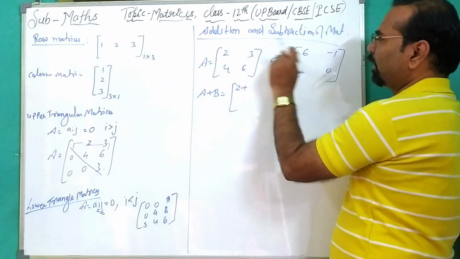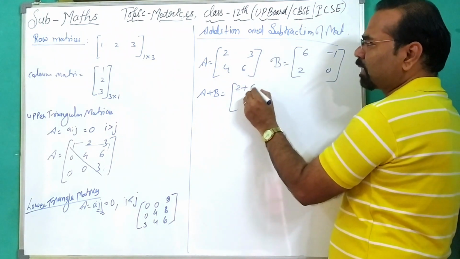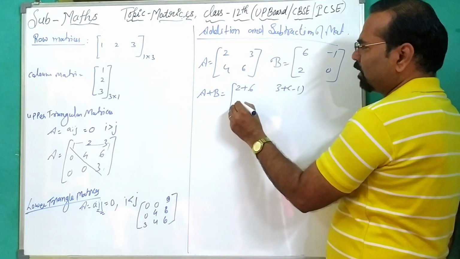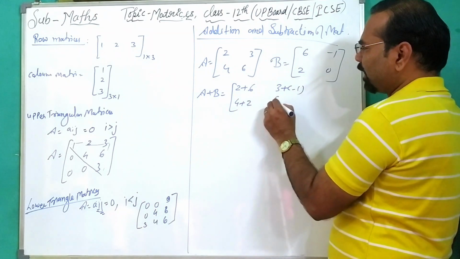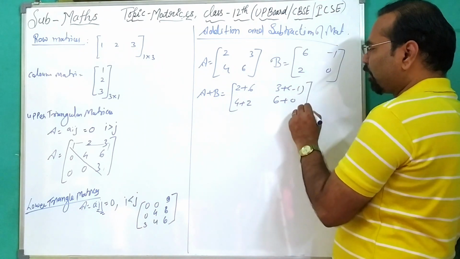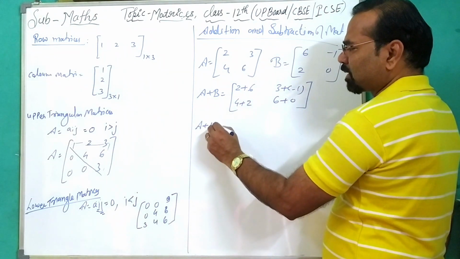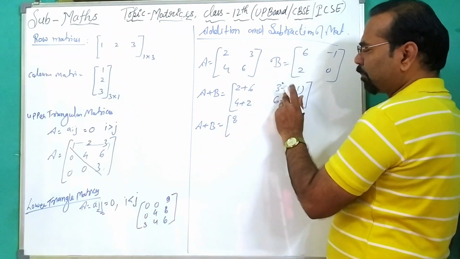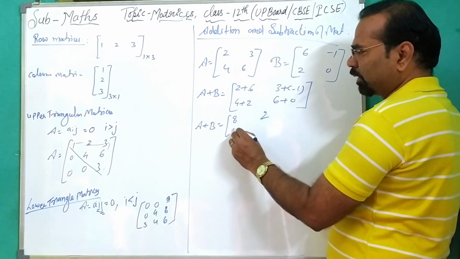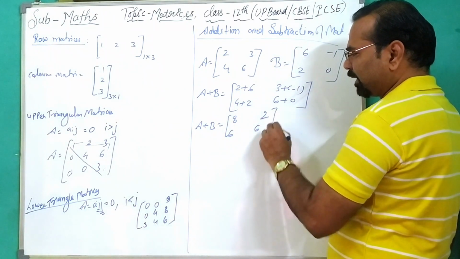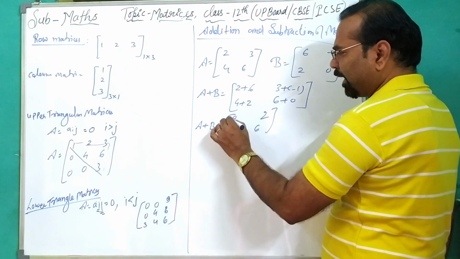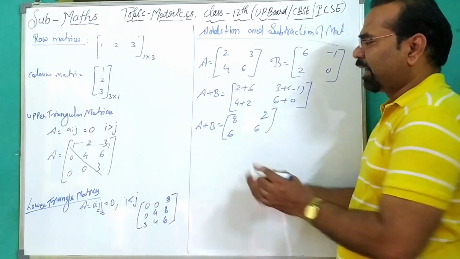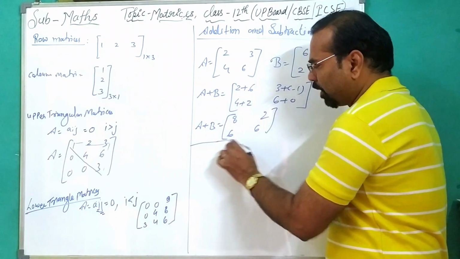First row and second row. So 2 plus 6, then 3 plus minus 1, then 4 plus 2 and 6 plus 0. What value can you obtain? A plus B is equal to 8, 2, 6, 6. That is the addition of matrices.